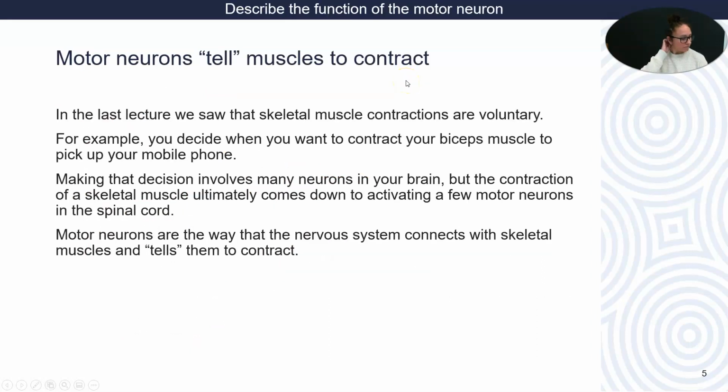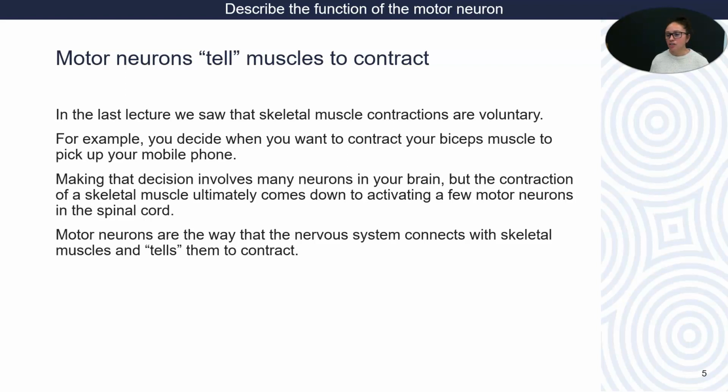All right, so the first thing that we need to get our heads around is that neurons actually tell muscle cells to contract. Okay, now how does it all start? Well, what we're going to look at is skeletal muscle. Remember that in the previous video we learned that there are 3 kinds of muscle, but we are focusing on the contraction of only one kind, and that is skeletal muscle.